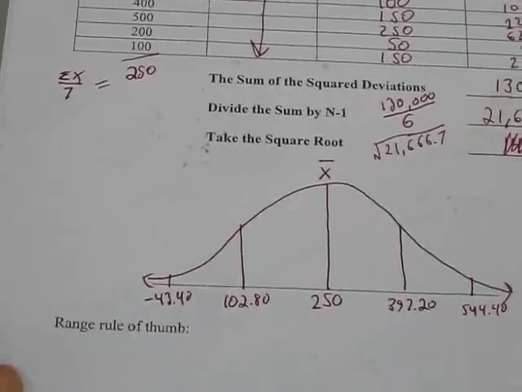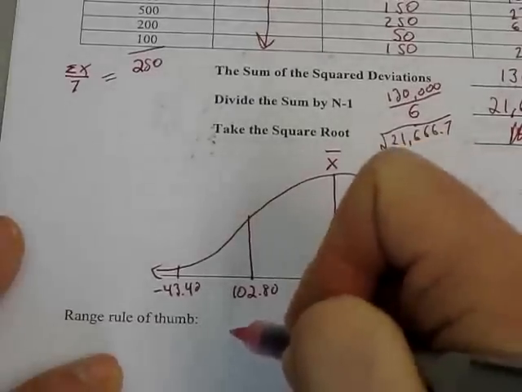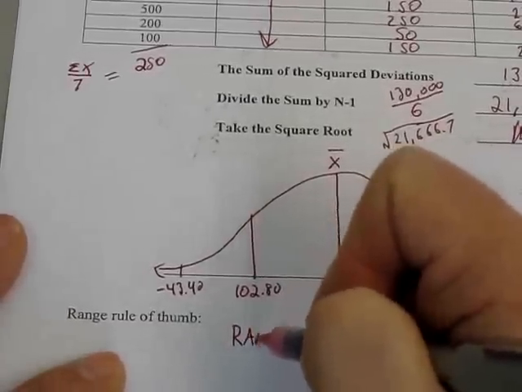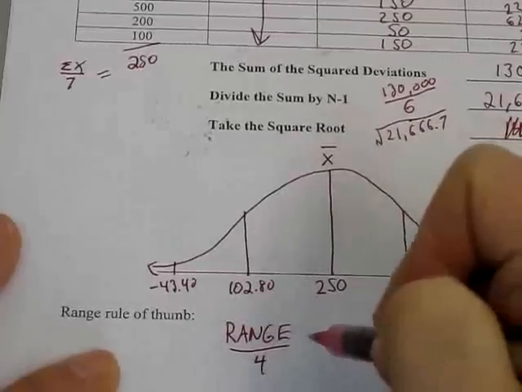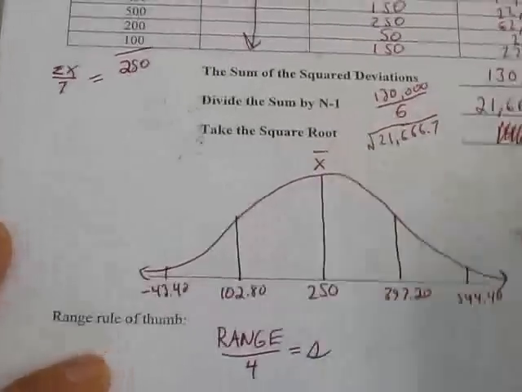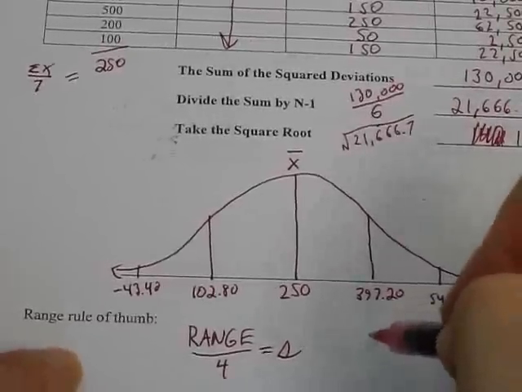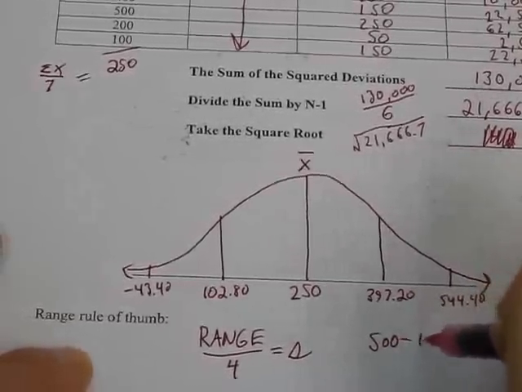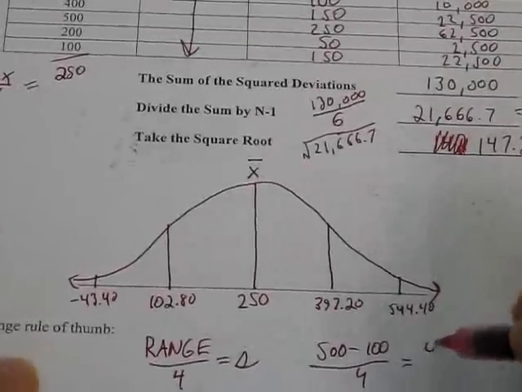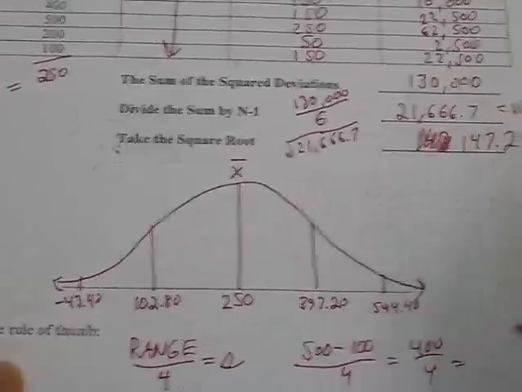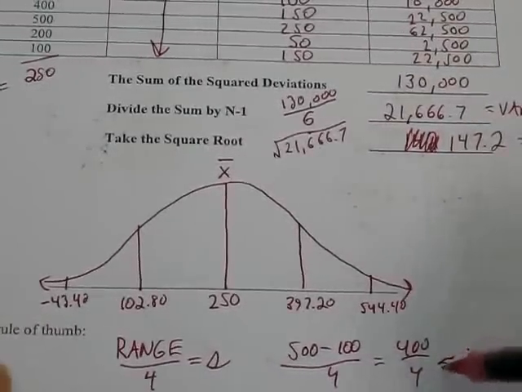Now there is a range rule of thumb, and the range rule of thumb means that if you want to find your standard deviation, you take your range, divide it by 4, and that gives you your standard deviation. Now in this case, our maximum was 500 and our minimum was 100. If you divide that by 4, or 400 divided by 4, you get an answer of approximately 100.